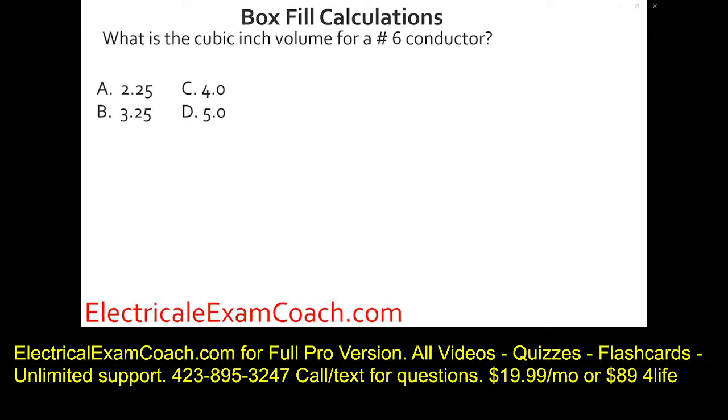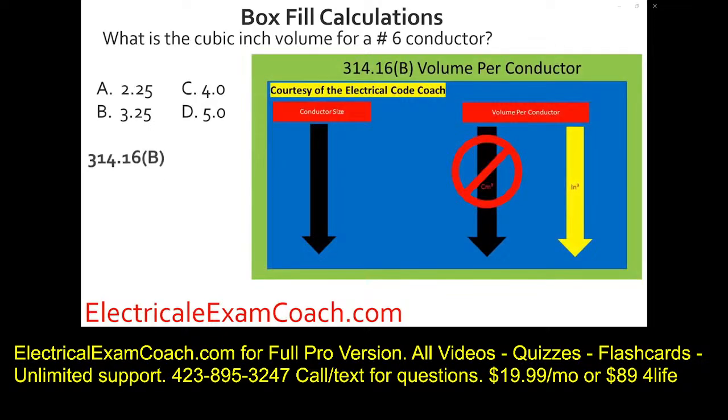What is the cubic inch volume for a number 6 conductor? For this one, we're going to head to 314.16b. We're going to start here on the left-hand side of the table and find our size conductor. Then we're going to come over and we're going to cross over to our cubic inch volume, and we're going to select D. Great job.